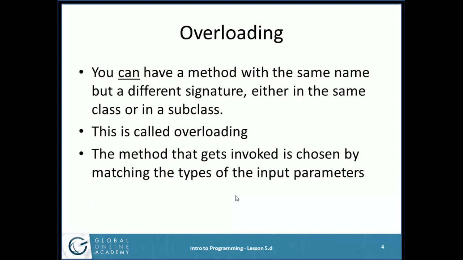But you can have a method with the same name and a different signature. That's called overloading, making the name serve double duty or triple duty. And that can happen either in the same class or in a subclass. This is overloading. The method that gets invoked is chosen by matching the types of the input parameters.